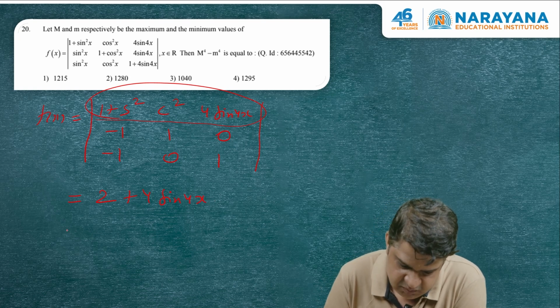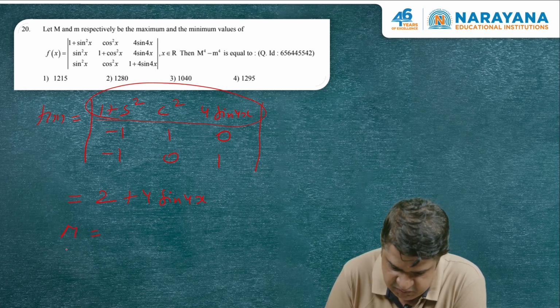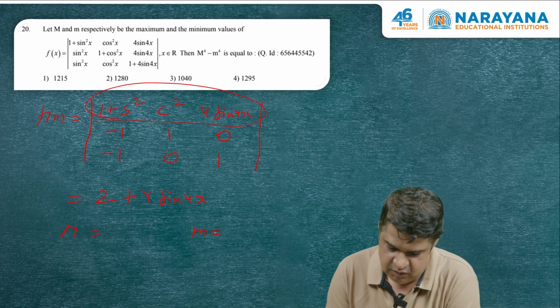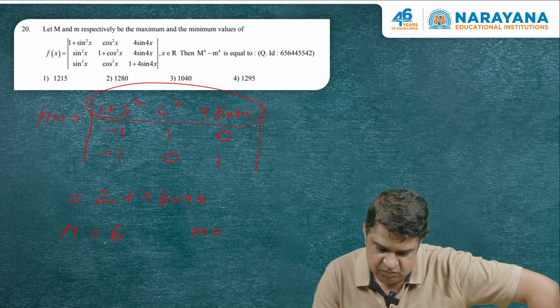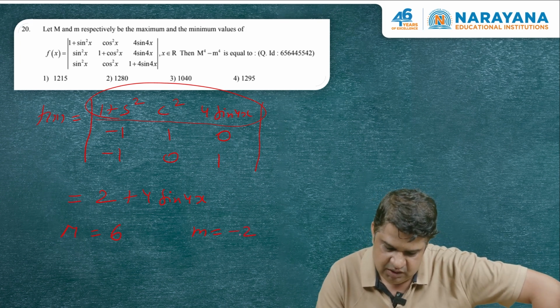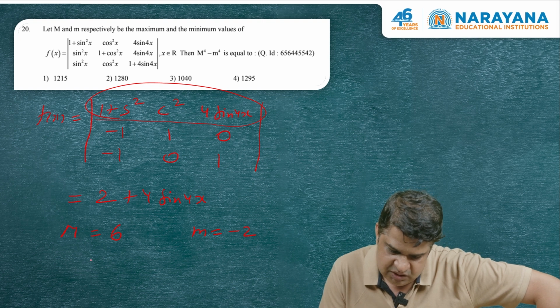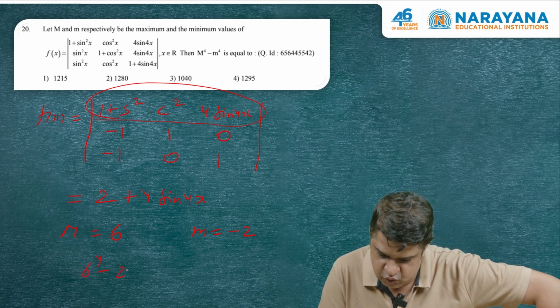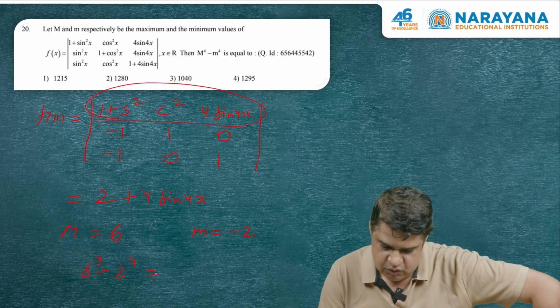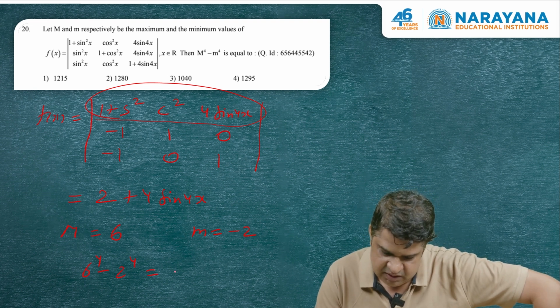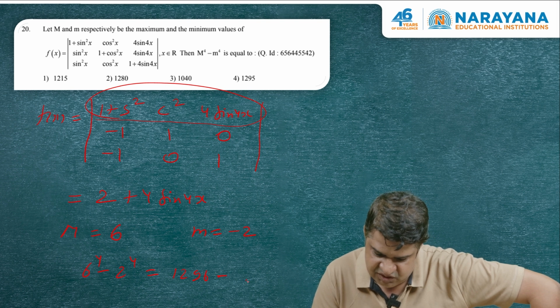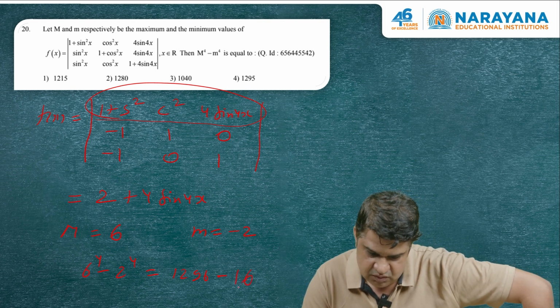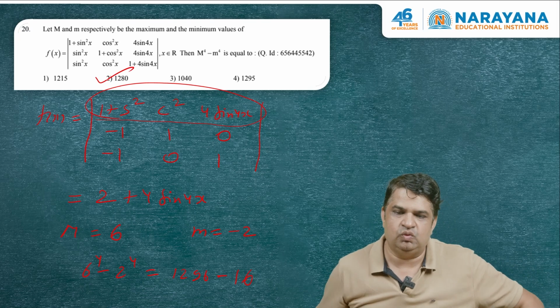Now, capital M and small m are the maximum and minimum values. So, obviously, the maximum value will become 6 and the minimum value will become minus 2. So, our answer will become 6 power 4 minus 2 power 4. So, that is 36 square, 1296, minus 2 power 4, which is 16. So, the answer must be 1280.